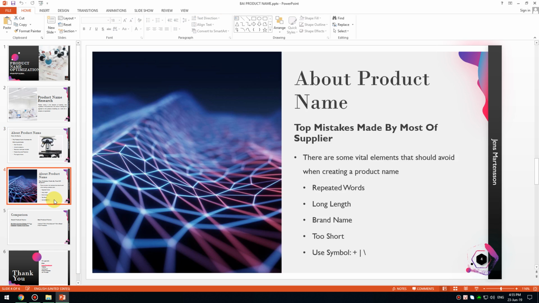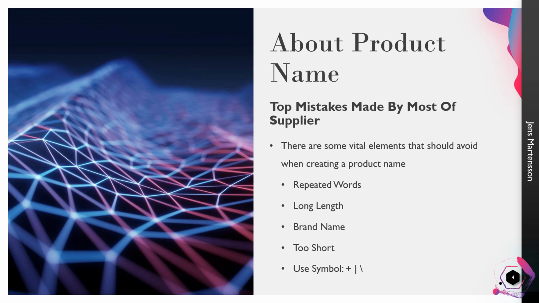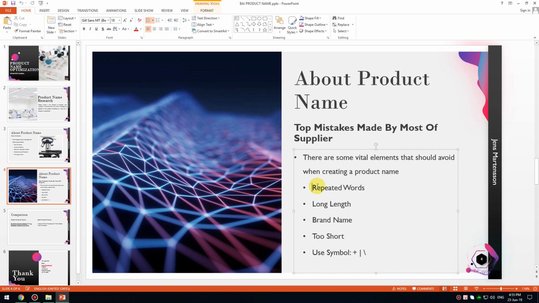And the next part of our discussion today, I'm going to mention a little bit about the top mistakes made by most of the suppliers when they write a product name. First one, they use repeated keywords. Secondly, they use too long a length. Third, they use a brand name, or they use too short a name. And finally, they use symbols. So I will go through each of the criteria over here so you can understand easily.